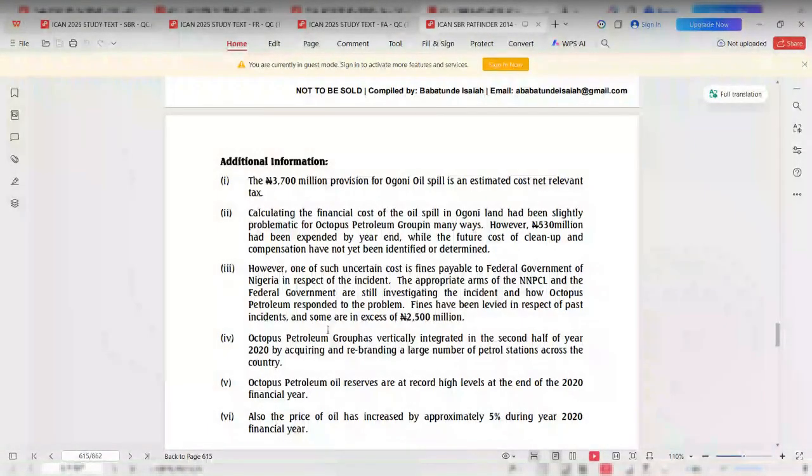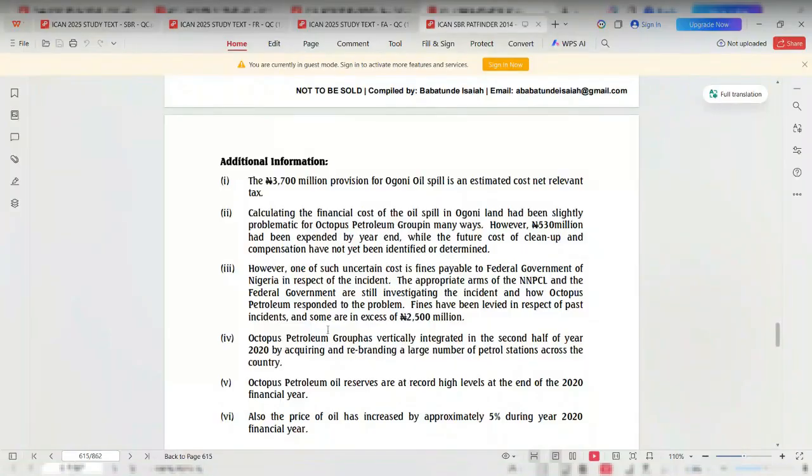If before they have always been having 2 million as profit, now that they have some petrol stations, they have diversified. They have acquired some petrol stations. They have rebranded some. That means their profit might have increased. So we must take note of that. If you notice in your analysis that their profit margin jumped up, you should know what is responsible for that increase in profit margin.